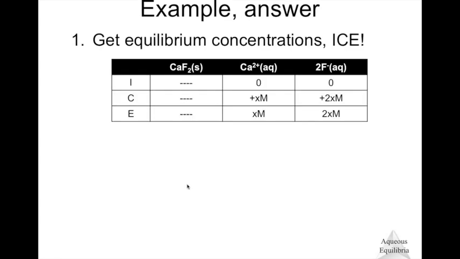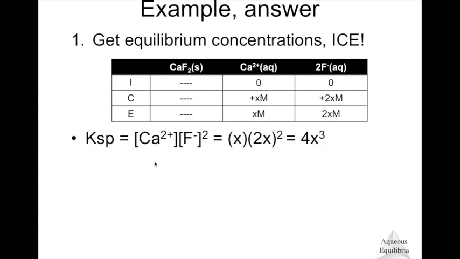To get this, we're going to do our ICE chart. We're not going to worry about this over here because this is a solid. When you first start off, you have none of this, and this is going to change by x. For our balanced equation, this is going to be 2F because you have F2, so this is going to change by 2x molar. And so Ksp equals these two concentrations. That's your equilibrium expression. We're going to plug in our x's. So Ksp equals 4x cubed.